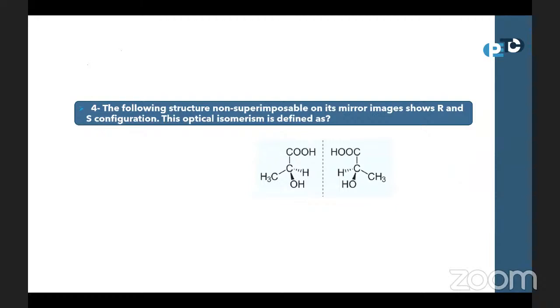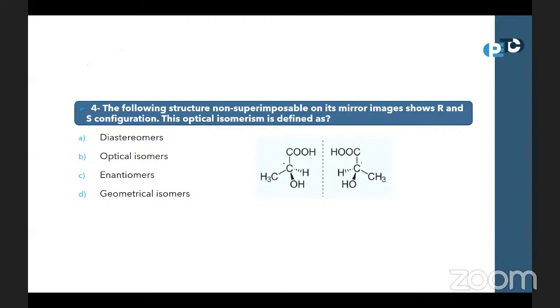The following structure, non-superimposable on its mirror image, shows R and S configuration. This optical isomerism is defined as which of the following? Enantiomers. Let us see how we can judge and choose: diastereomers, optical isomers, enantiomers, or geometrical isomers. Firstly, they are saying that both of them are isomers to each other. One of them is R and the other is S.